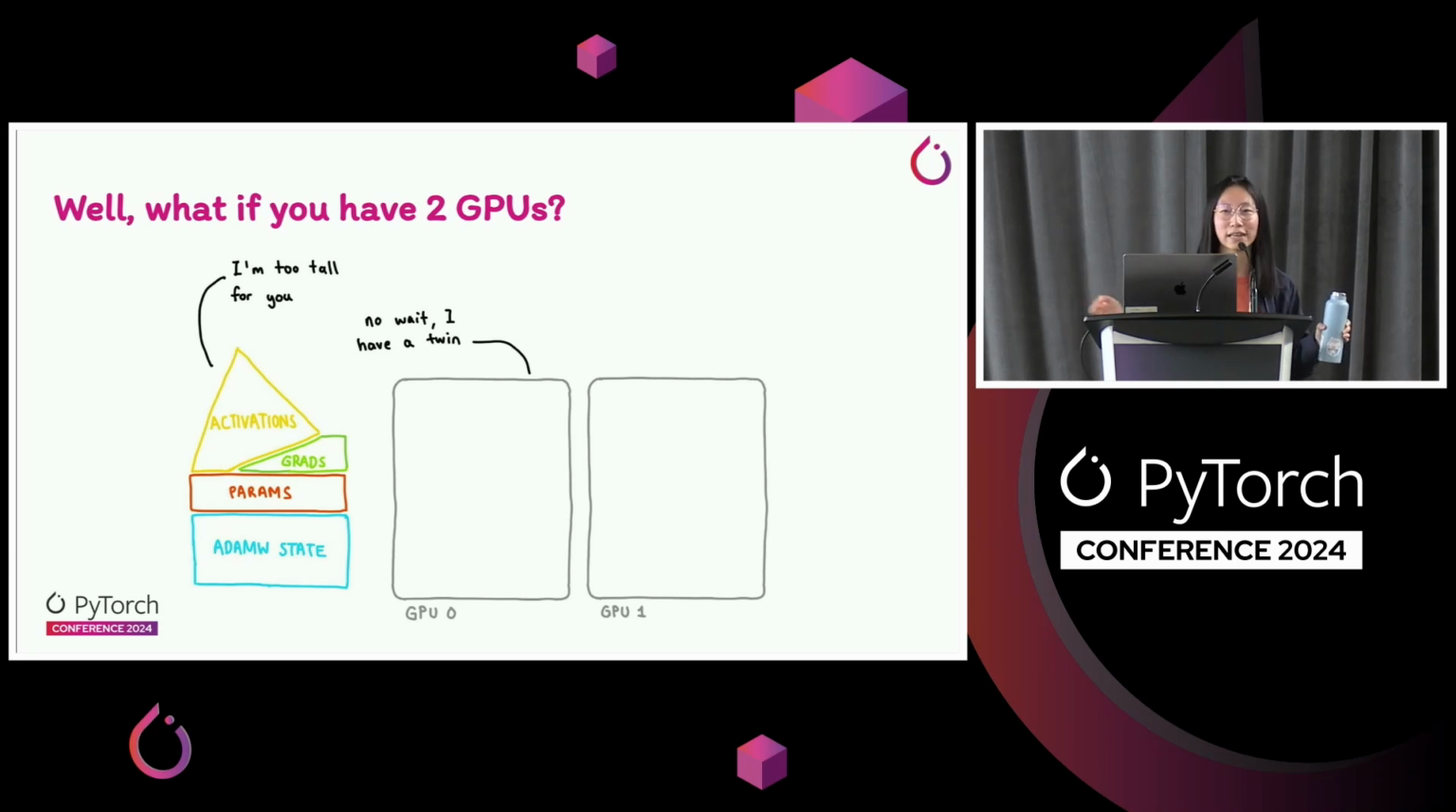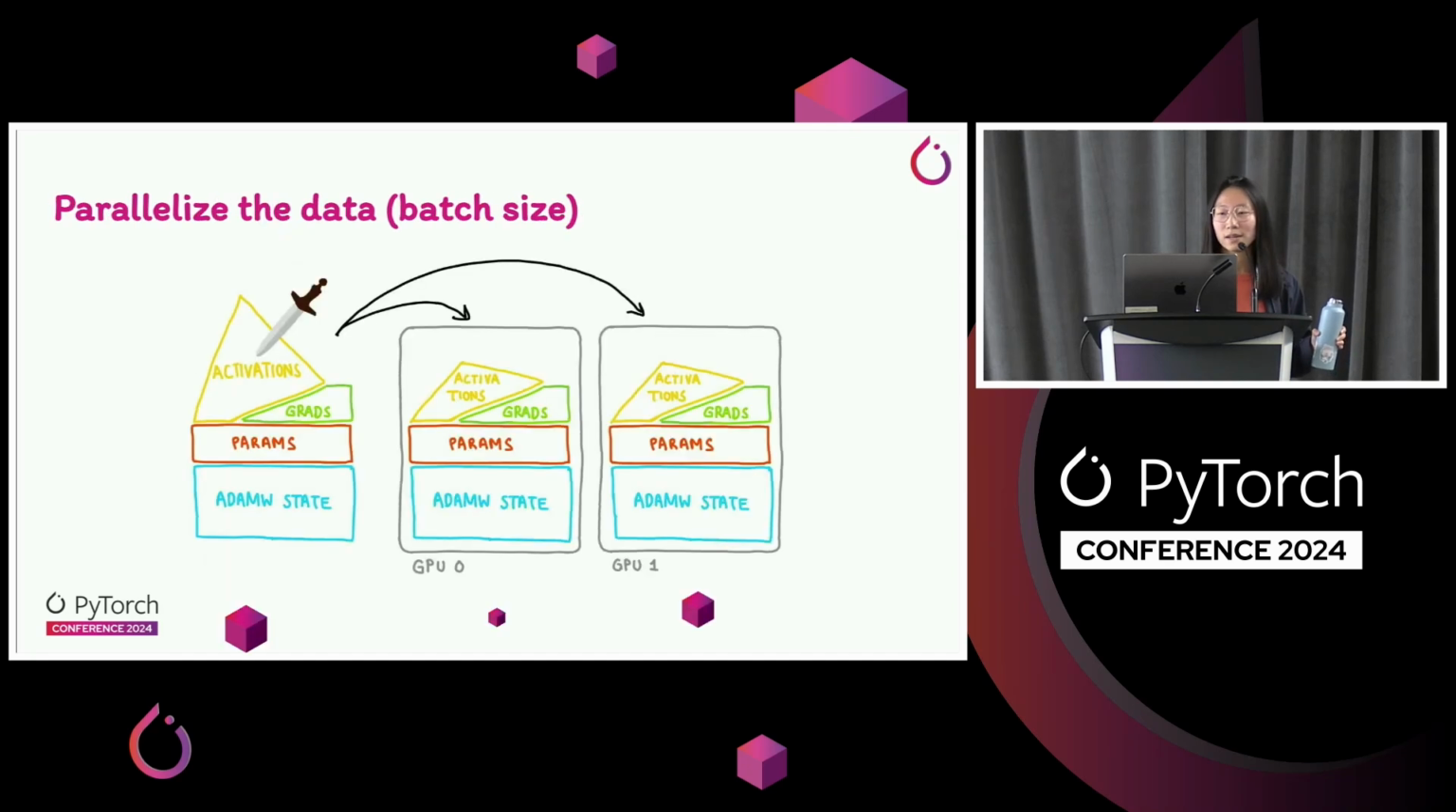So if you don't work for a big company with a lot of GPUs, you might be in this boat where you have 2 4090s. And you could actually do a lot with 2 4090s. So the first thing we should do, the easiest, most straightforward thing, is, okay, that activation triangle is really big. Can we just split that in 2? And the answer is yes.